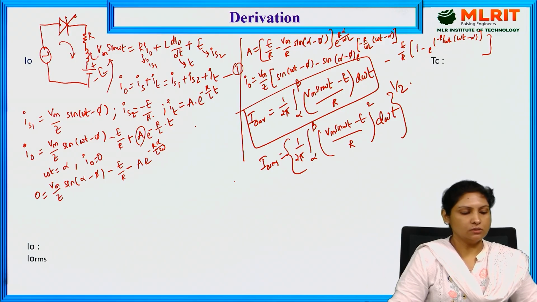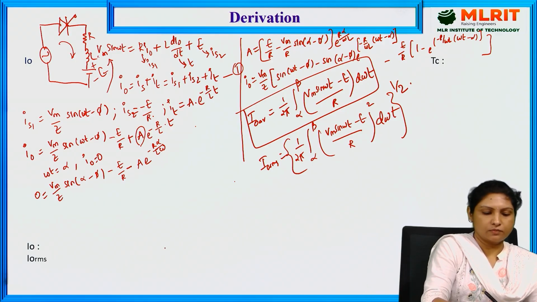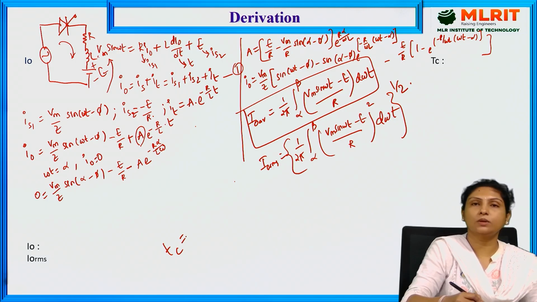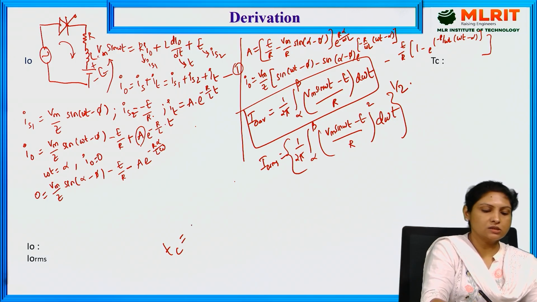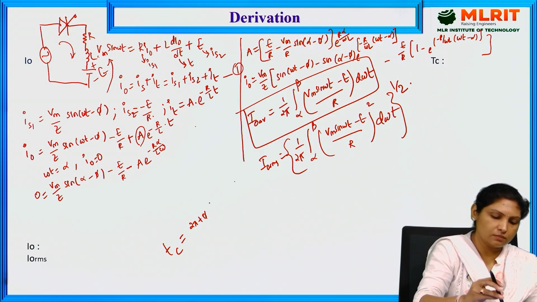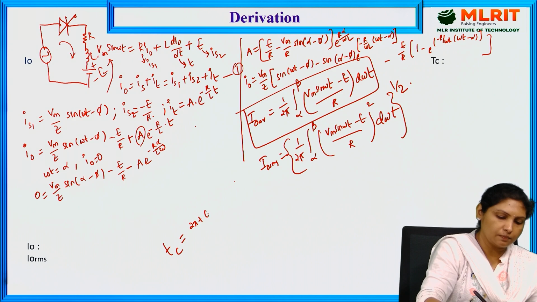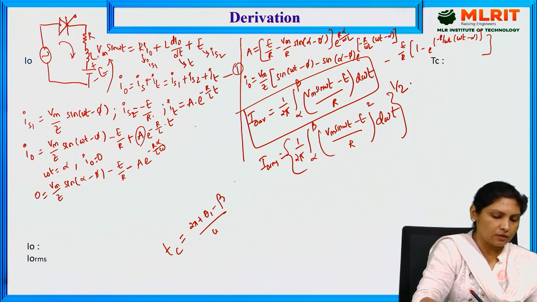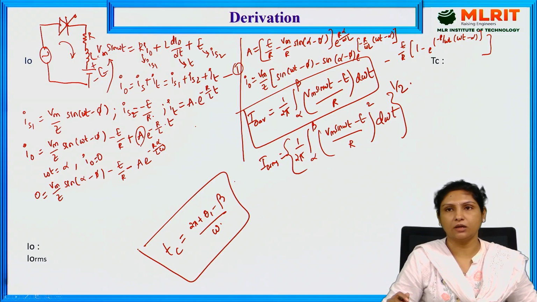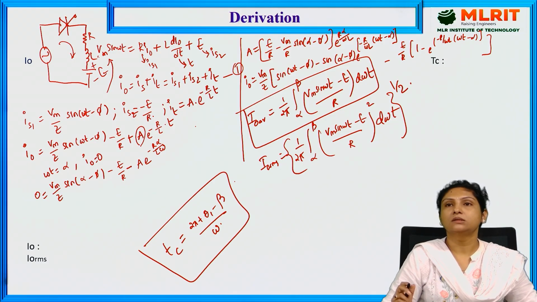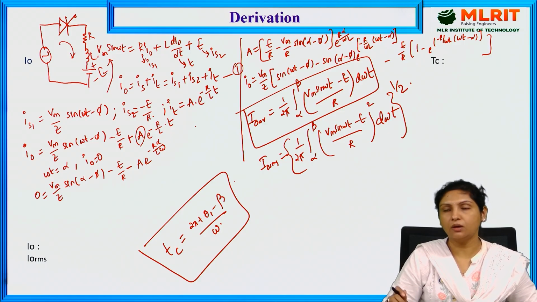And coming to the circuit turn-off time, it is conducting between 2 pi and beta. So that is the reason the circuit turn-off time is 2 pi plus theta 1 minus beta by omega. This is the circuit turn-off time we get for single phase half wave rectifier with RLE load.